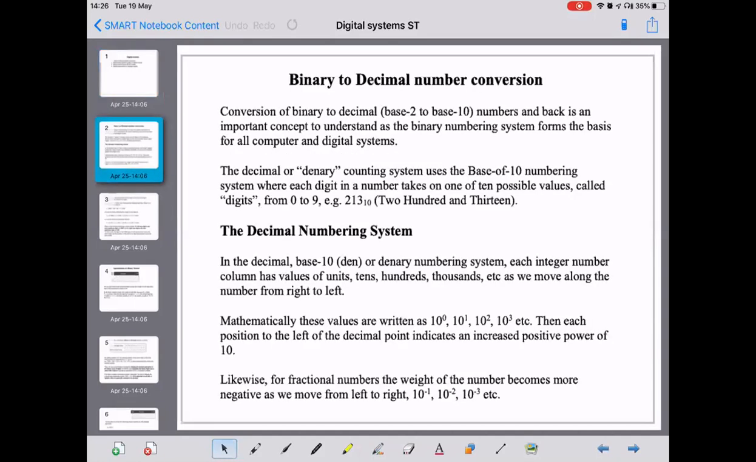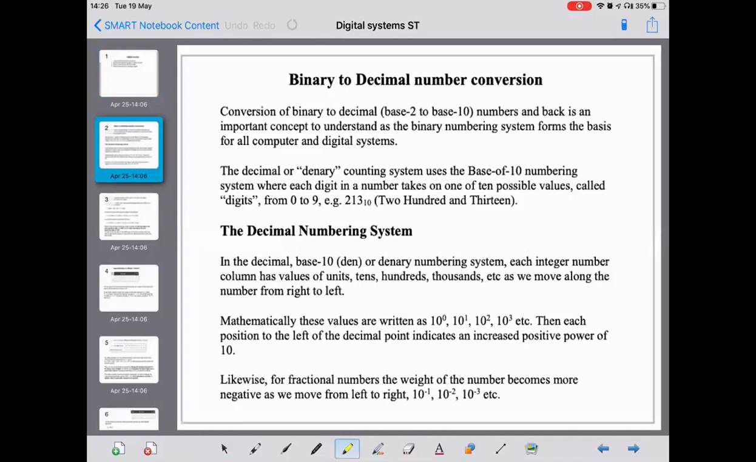So binary to decimal conversion. Being able to convert binary to decimal, that's base 2 for binary to base 10 numbers and back again, is quite important to help you understand binary systems and logic circuits. Okay, so in the decimal counting system, we use numbers to the base of 10. So to do that, we use digits 0 to 9.